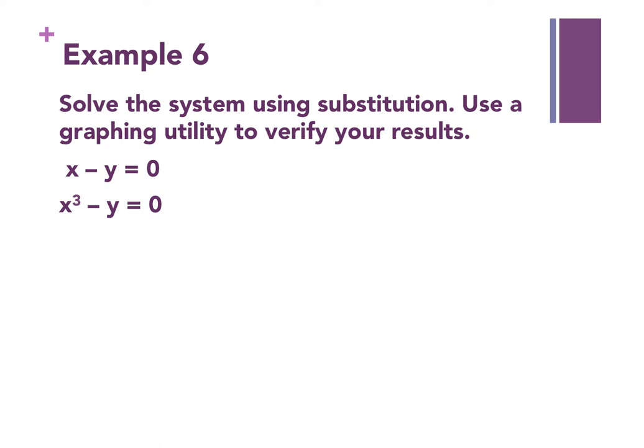Y, which one? The first one. Okay, so we would move the y to the other side. I get x equals y. And then we're going to take, you're saying solve for y, so take the x and plug it in the place of the y. So I'd get x to the third minus x equals 0.